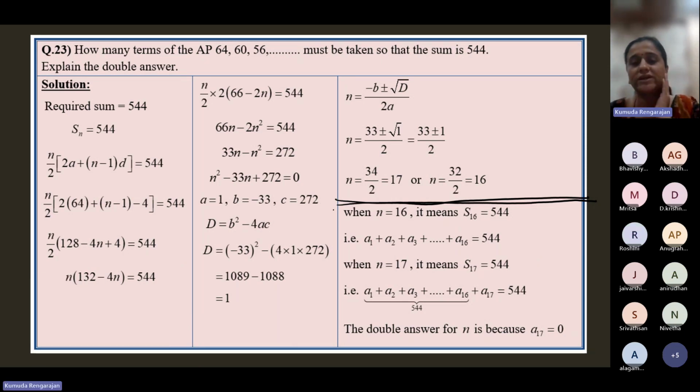Okay. So we get two acceptable values for n. n is 17, n is 16. You cannot reject anything. Both are acceptable. So how do we understand n is equal to 16? What do we understand from that?